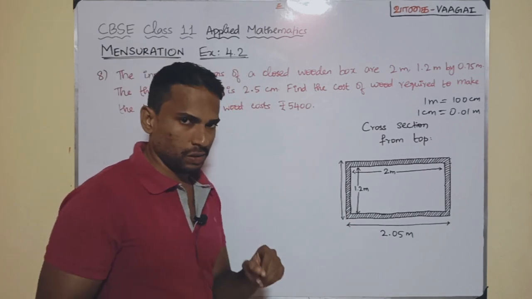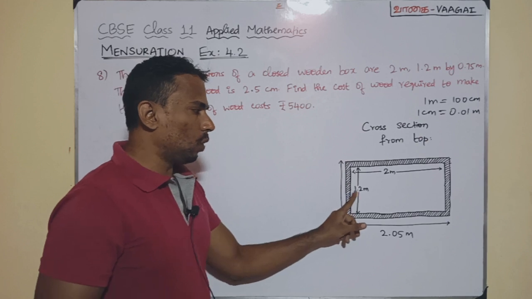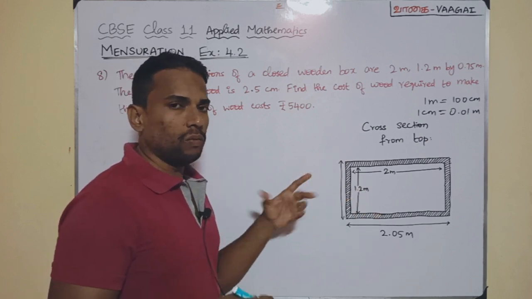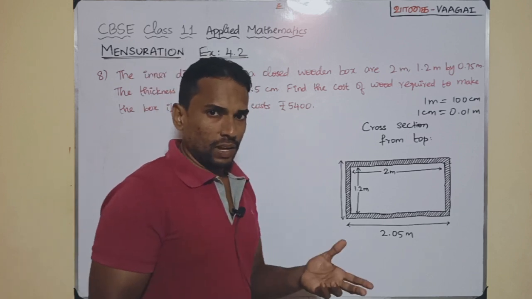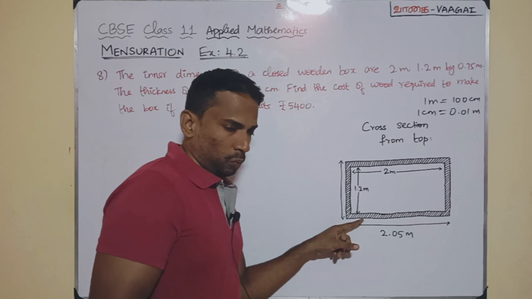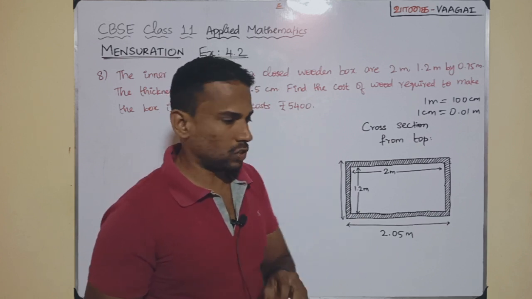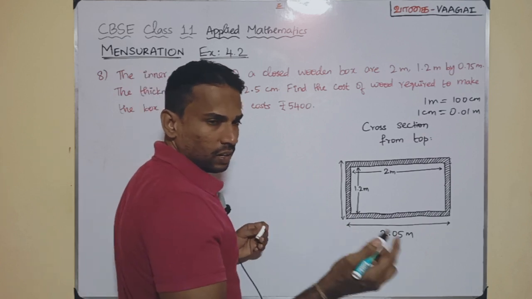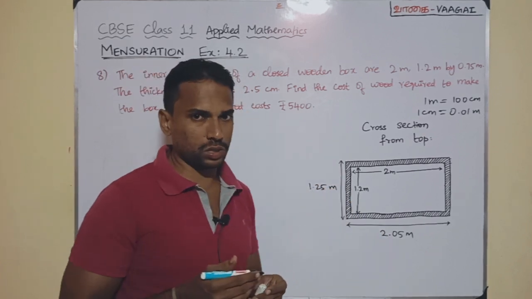Similarly, now what about the outer breadth of that box? Inner breadth is 1.2 meters. Then what happens to the outer breadth? The same thing will happen here also. So 1.2 plus here 2.5, here 2.5 will get added. So that means here also we need to add 0.05 meters. So 1.2 plus 0.05 will give you 1.25 meters. This will be the outer breadth of that box.